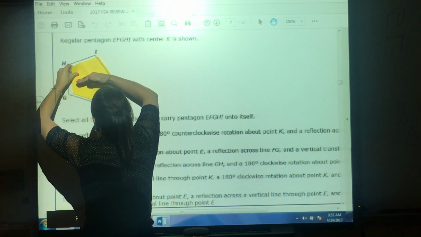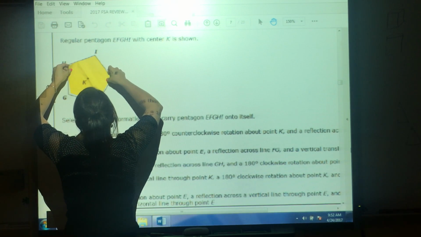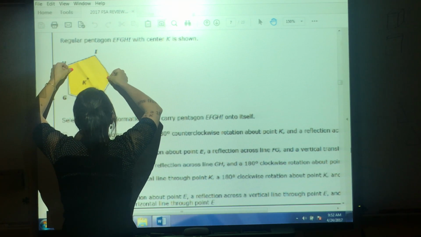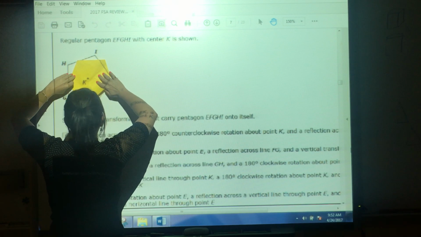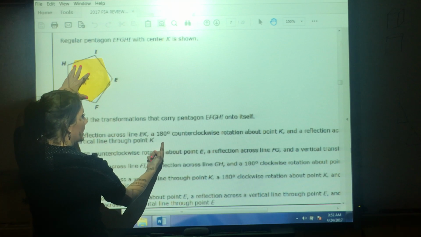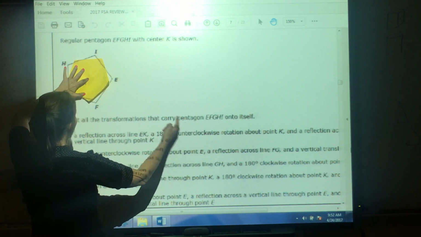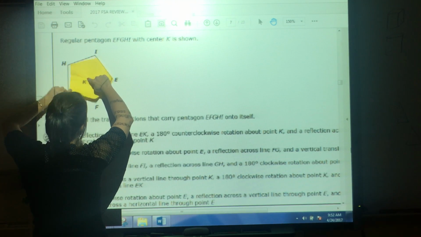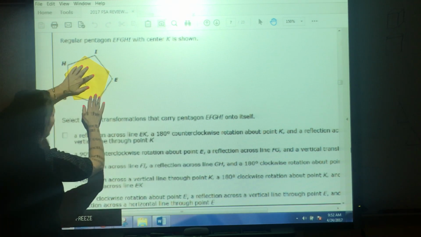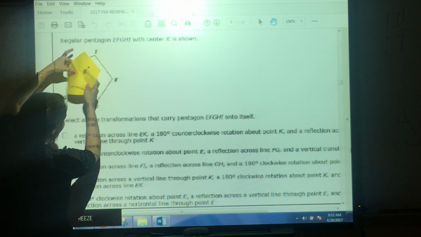That means if I have this line going this way and I reflect, this is going to end up here. Is that good? That's a little better, right? Yeah, that looks good. Next it says a 180 degree rotation, counterclockwise or clockwise, doesn't matter, about point K. So that means this is going to end up here. And a reflection across the vertical line through point K. Guess what, guys? From here, a reflection, boom.